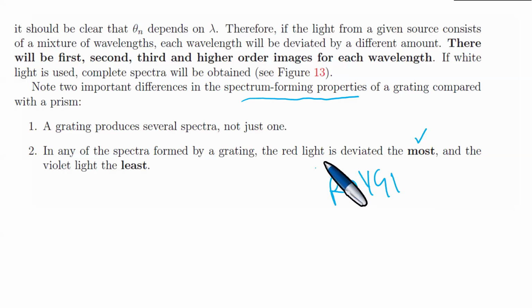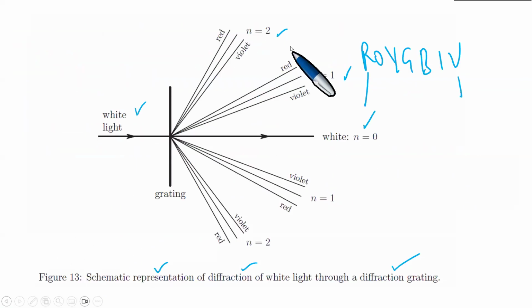In any of the spectra formed by a grating, the red light is deviated the most, and violet the least. We saw that. Red light is deviated the most. Violet the least.